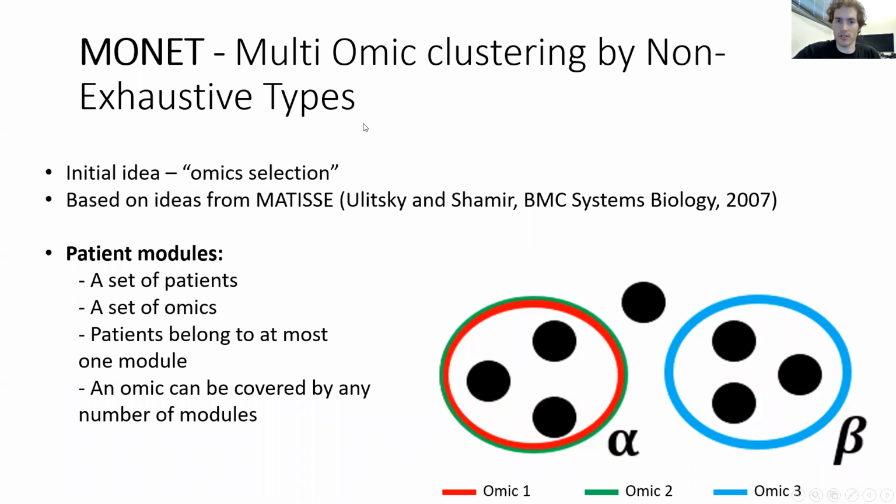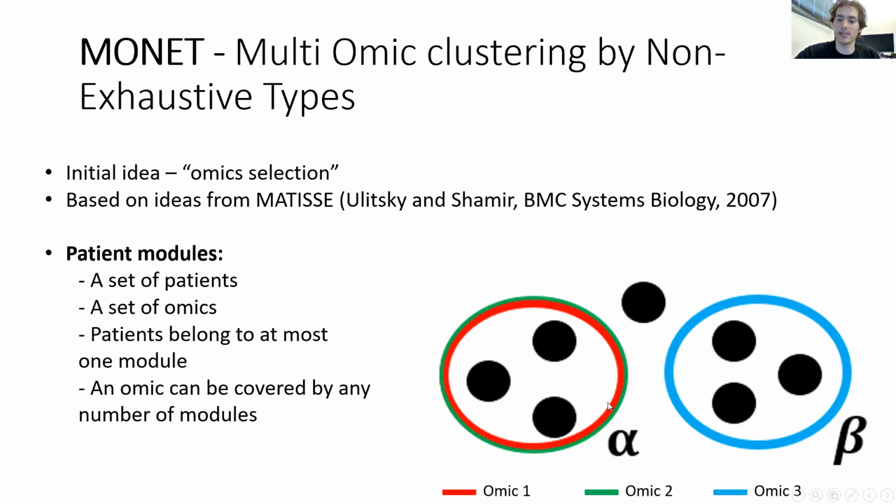We developed MONET, which is an algorithm that uses this observation, and I will show you what MONET's outputs look like. So instead of finding cancer subtypes, MONET outputs what we call patient modules. And here you see an example for a patient module, module alpha. It has three different patients, these black dots, and this module is covered, this is the terminology that we use, only by a subset of the omics. And so here it is covered by the red omic and the green omic.